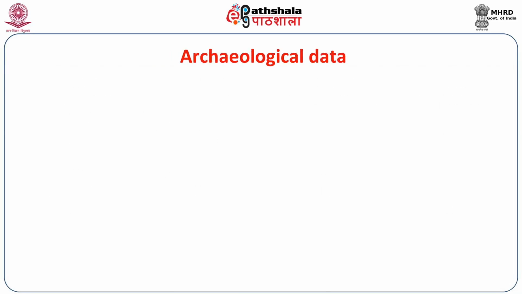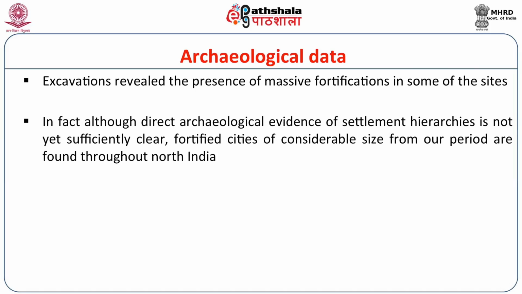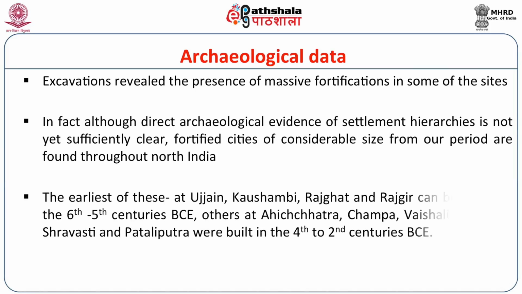Now, going back to the archaeological data from the textual sources, we find that archaeology has revealed massive fortifications in some of the sites. Although direct archaeological evidence of settlement hierarchies is not yet sufficiently clear, fortified cities of considerable size from this period are found throughout North India. The earliest of these, at Ujjain, Kaushambi, Rajghat and Rajgir, can be dated to the 6th to the 5th century BCE. Others at Ahichatra, Champa, Vaishali, Mathura, Shravasti and Pataliputra were built in the 4th to the 2nd century BCE.